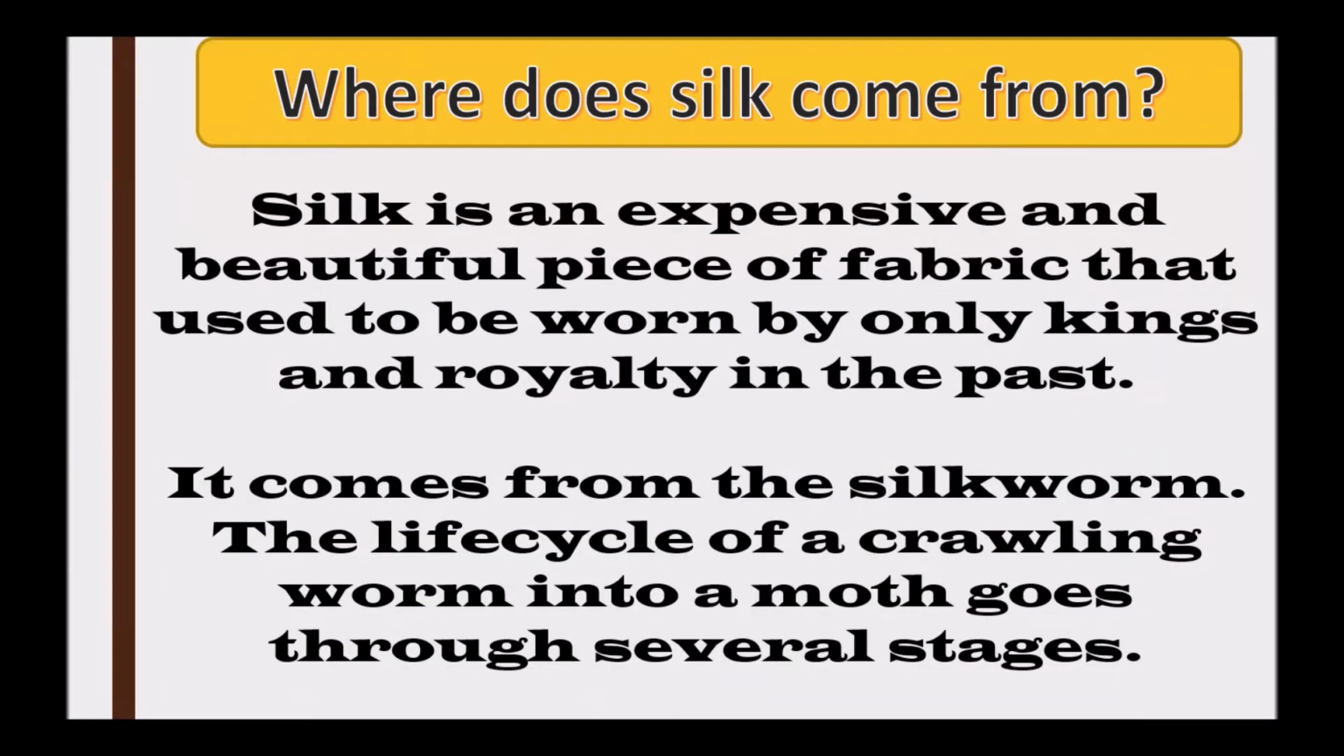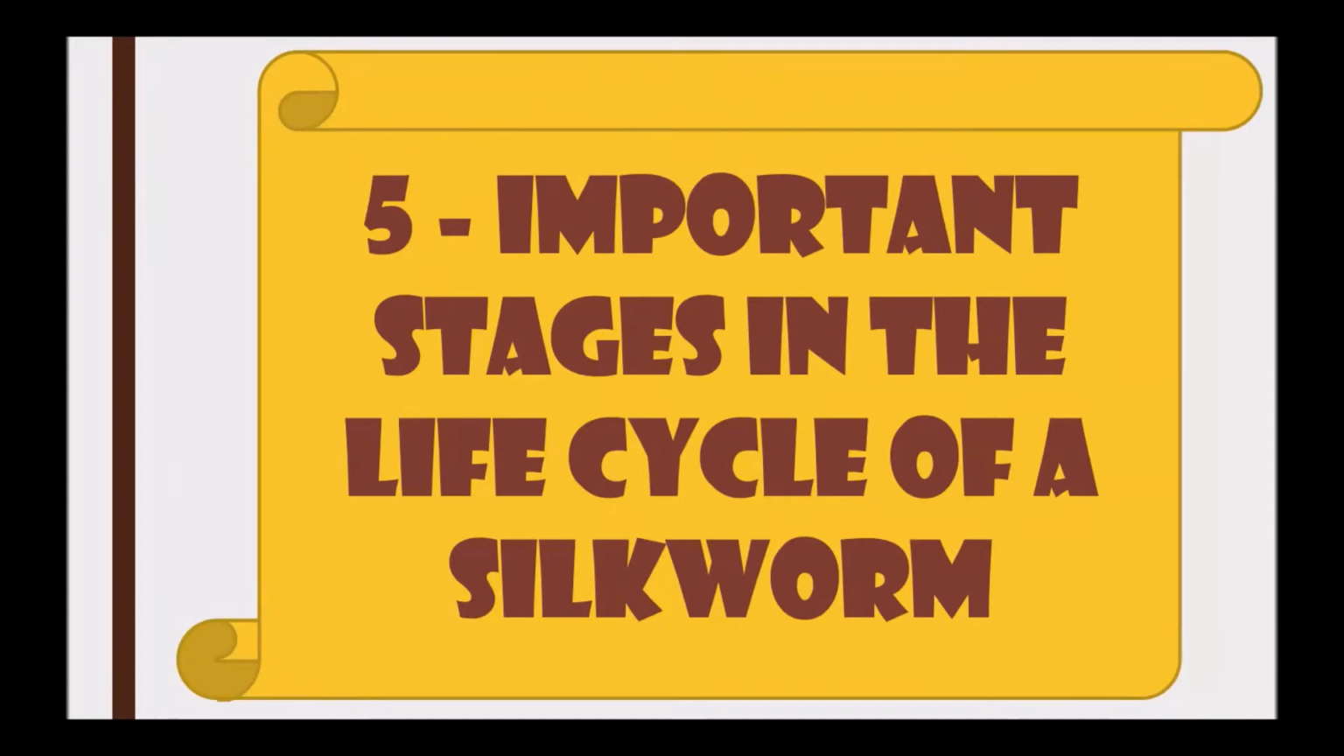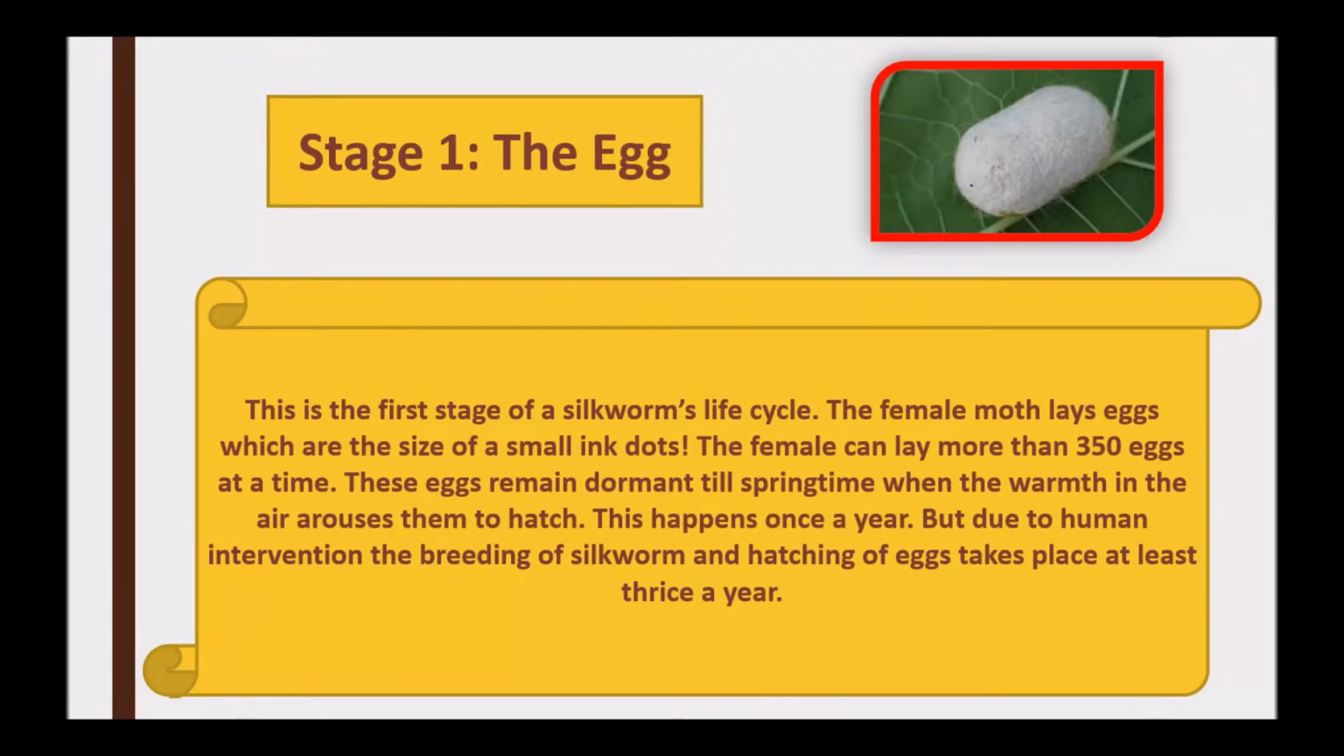Where does silk come from? Silk is an expensive and beautiful piece of fabric that used to be worn by only kings and royalty in the past. It comes from the silkworm. The life cycle of a crawling worm into a moth goes through several stages. There are 5 important stages in the life cycle of silkworm.